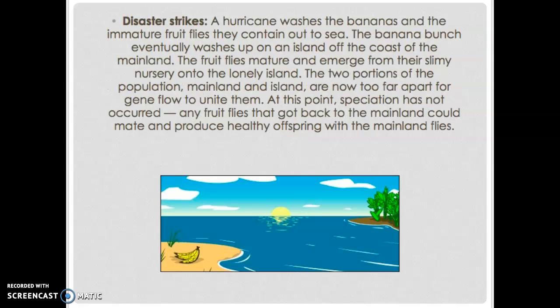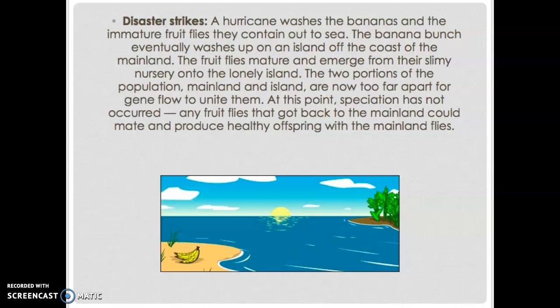But then a disaster strikes. A hurricane washes the bananas and the immature fruit flies that they contain out to sea. The banana bunch eventually washes up on an island off the coast of the mainland. The fruit flies mature and emerge from their slimy nursery onto the lonely island.